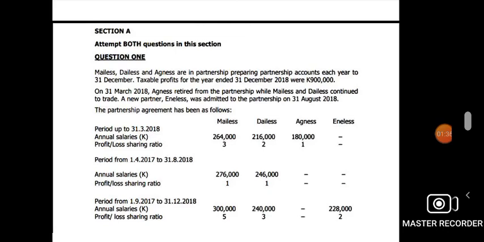So let's start with period 1, up to 31st March. Where does the period start from? A tax year starts from when? 1st January. So if this period is up to 31st March, count Jan, Feb, and March. That's 3, so the first period is 3 months. Whatever amounts they are showing as annual salaries, for the entire 12 months, we only need 3. So let's do that.